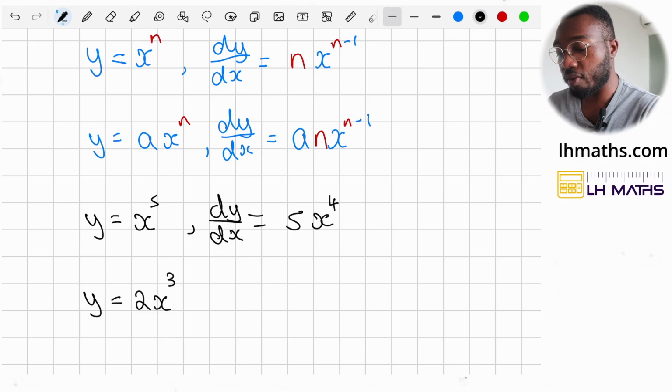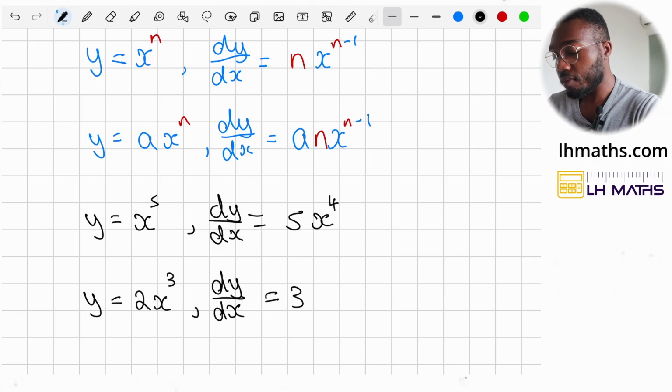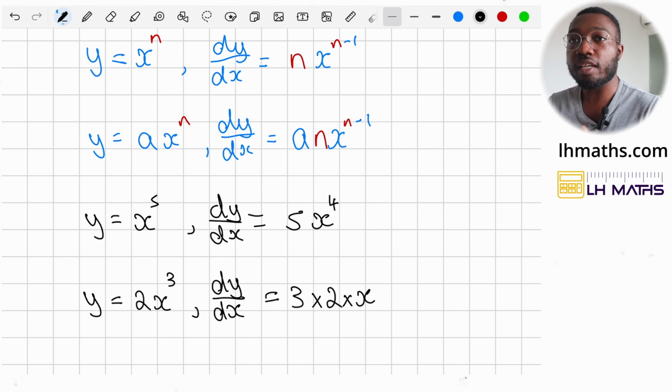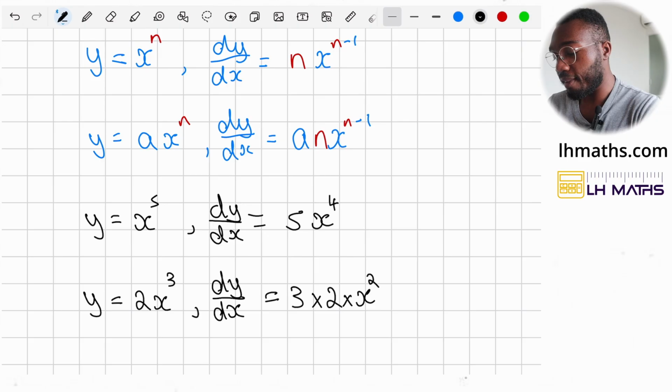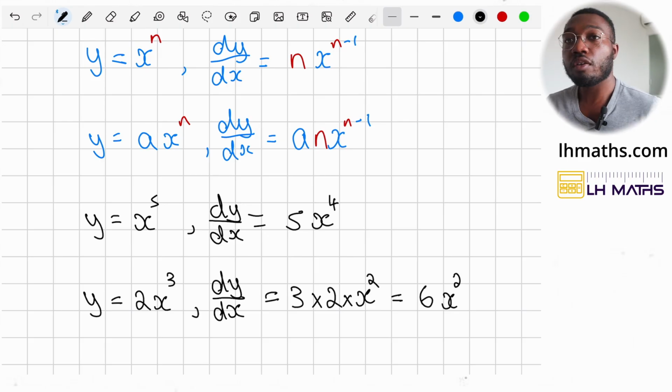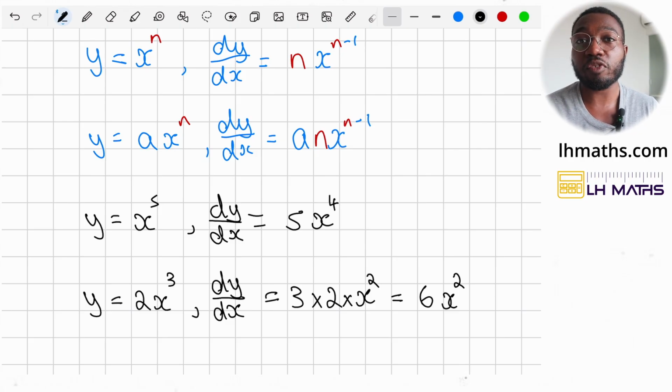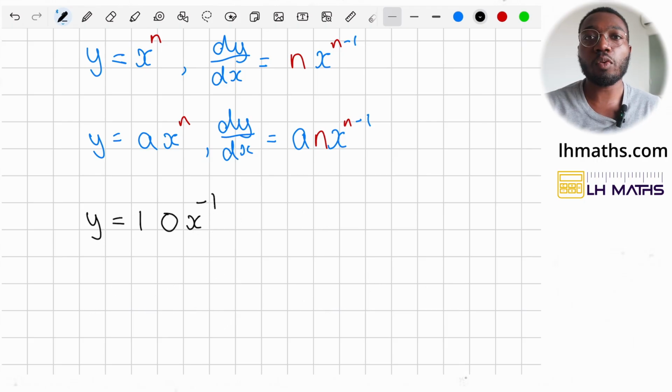In this instance, dy over dx: we bring the power down to the front, so we get 3 times 2 times x. If we reduce the power by 1, it goes to 2. Bringing it all together, 3 times 2 is 6x squared. So if we differentiate 2x to the power of 3 with respect to x, our answer is just 6x squared.